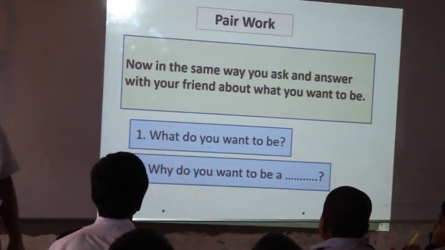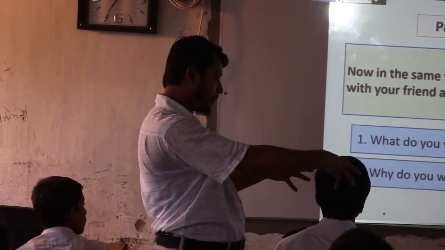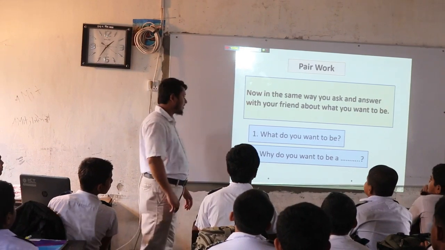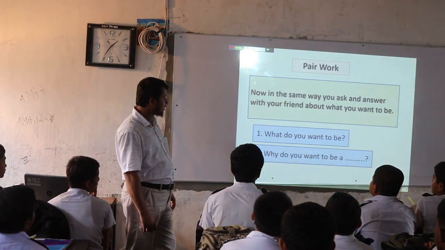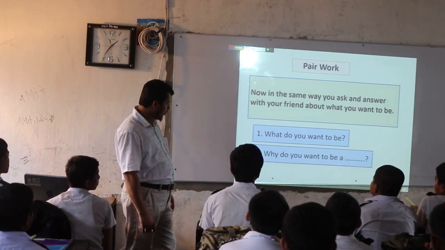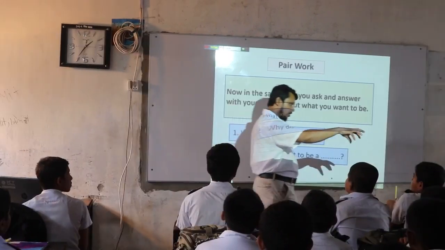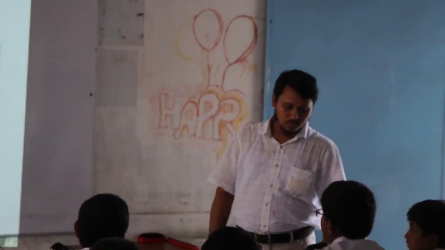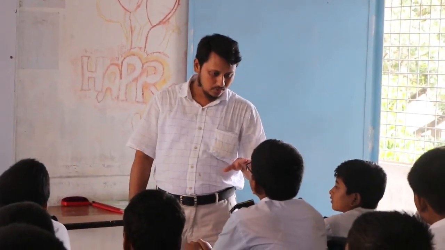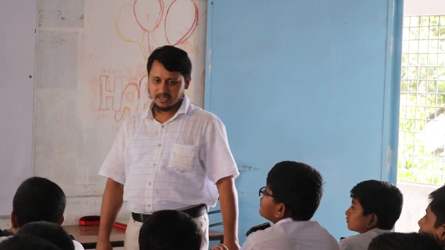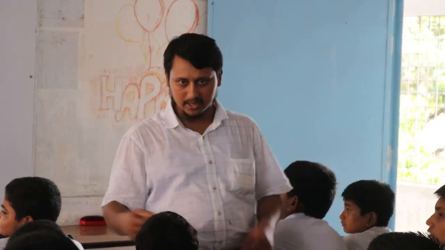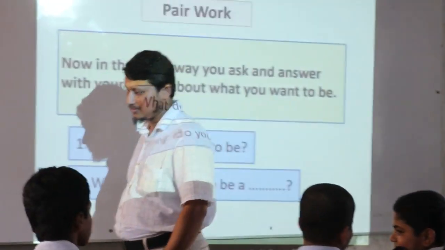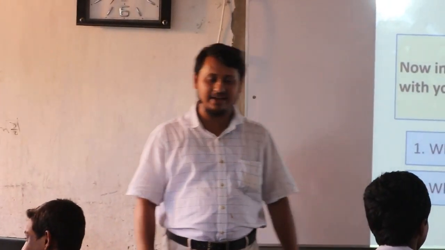Now we'll do pair work. Maybe you two are a pair. Pair means jora. It's very important for you. Now in the same way, you ask and answer with your friend about what you want to be. What do you want to be? You two are a pair. Isn't it? Yes, sir. You ask one another. You ask him and he also asks you. For 2 minutes, everybody make a pair between the two and ask one another. And don't create any noise. Ask one another. And next I will take feedback from you.